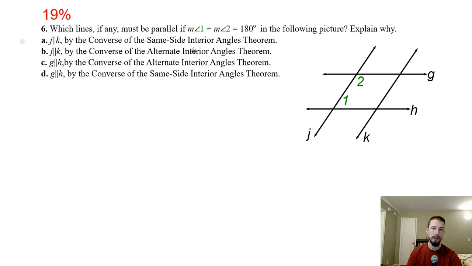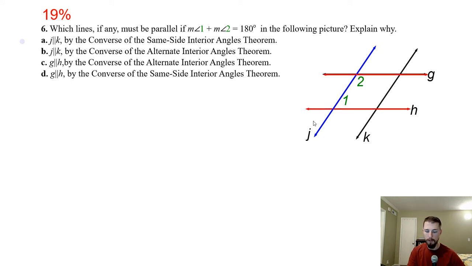All right, number 6. Angles 1 and 2 are supplementary. They add up to 180 degrees. So which lines are parallel? Well, if we're looking at angles 1 and 2, we might ask ourselves, what is the transversal? So what's the line that's creating those two angles? The line that's related between those two angles is going to be this line J. So J is our transversal. So which two lines are being related by these two angles with line J? That's going to be G and H.